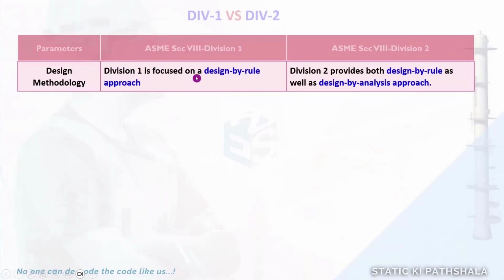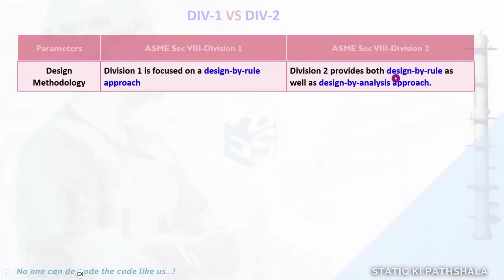Division 1 focuses on the design by rule approach, where we use all the equations. Let's say for shell thickness calculation, we use UG-27, PR upon SE minus 0.6P. For the calculation of an elliptical head, we use UG-32, PD upon 2SE minus 0.2P. Those are the small equations given, and we use those equations. So the design by rule approach is used in division 1.